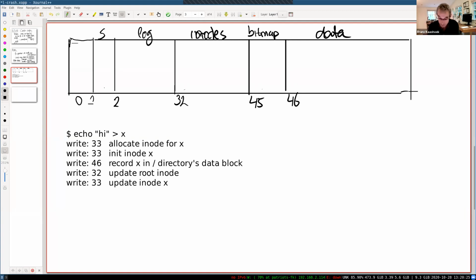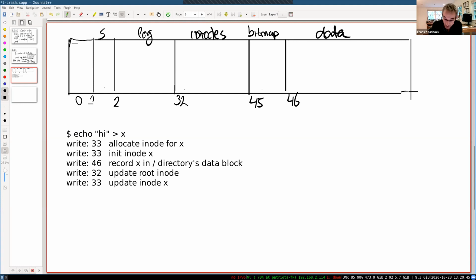If you remember from Monday's lecture, I reproduced the trace here. We looked at how a file is created, and we see that the creation of a single file consists of multiple operations.